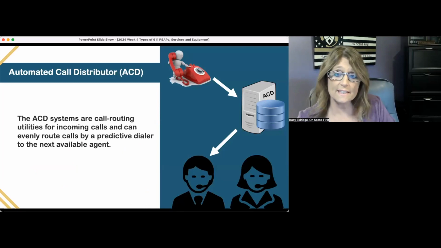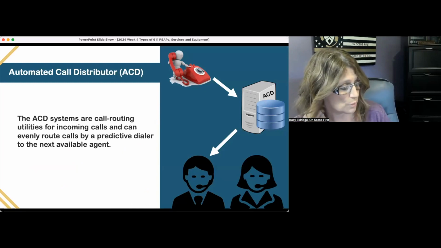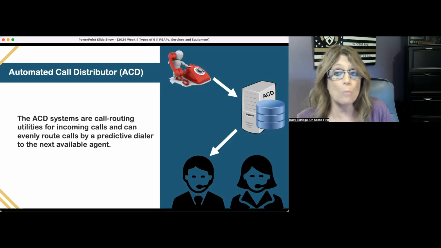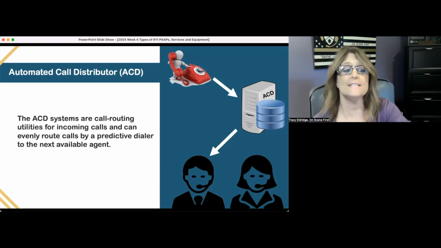The ACD, the automated call distributor, is something that a lot of folks don't realize. They just assume that it's in every single 911 center, and it's not. Usually they are in much larger centers or centers that have more than one call taker. But in a smaller 911 center, you don't always have an ACD environment. The ACD systems are call routing utilities for incoming calls and can evenly route calls by a predictive dialer to the next available agent.